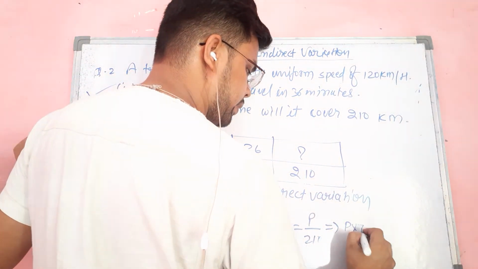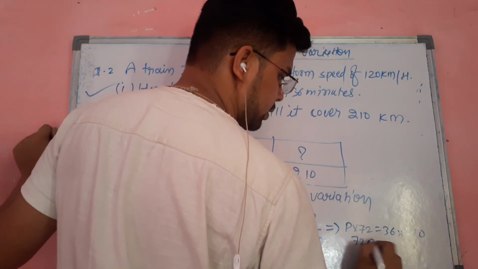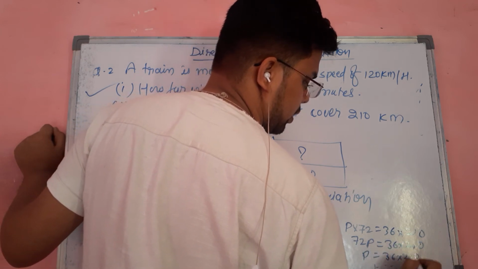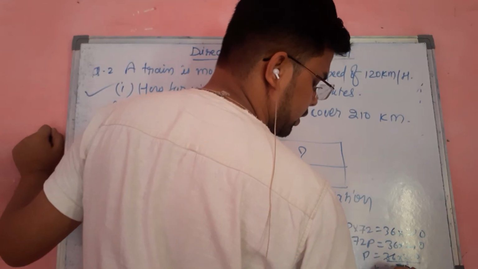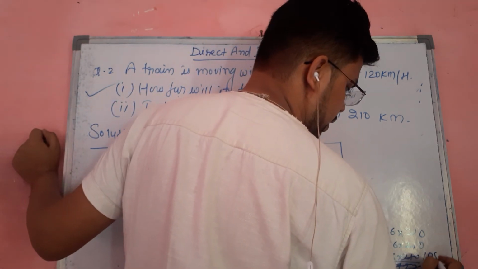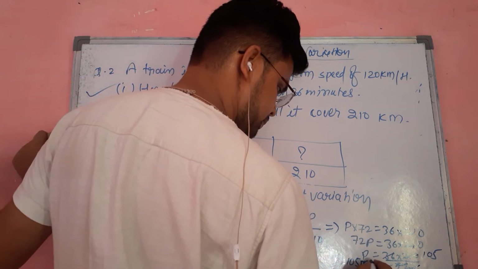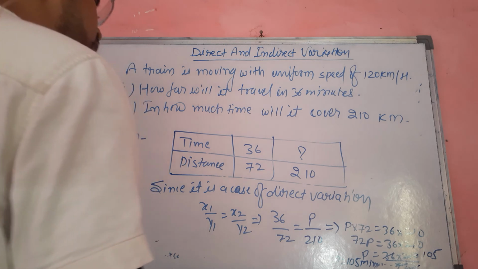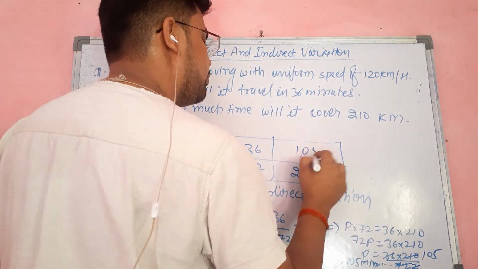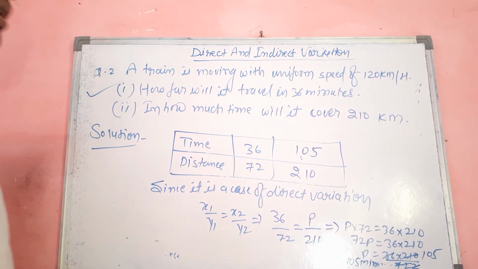Now I will do the cross multiplication. So p into 72 is equal to 36 into 210. So 72p is equal to 36 into 210. So p is equal to 36 into 210 upon 72. 36 ones are 36, 36 twos are 72. 2 ones are 2, 2 ones are 2, so 205. So p is equal to how much? 105 minutes. So for covering 210 km, the train will take 105 minutes, which is the answer. Understood? In this way you can solve it.